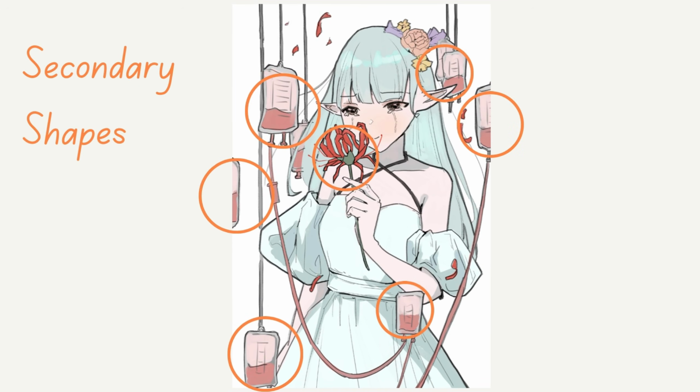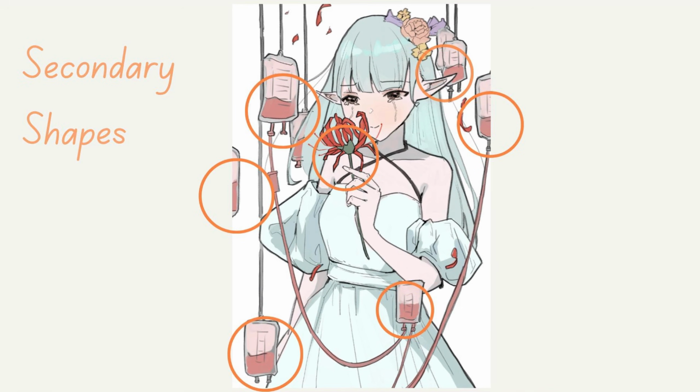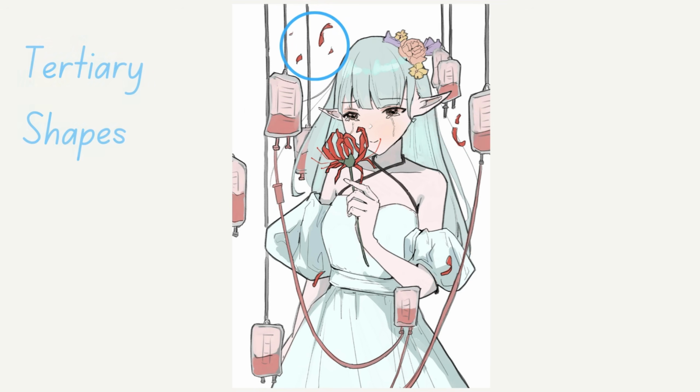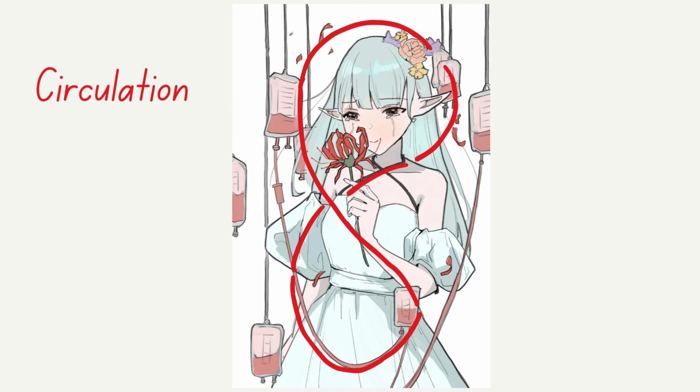The elements in this illustration are very simple, consisting only of the character and props. The flowers and the IV bag can be considered secondary shapes, and the petals can be considered tertiary shapes. I added tertiary shapes to this composition to create a sense of circulation. This is for designing the overall structure of the composition.